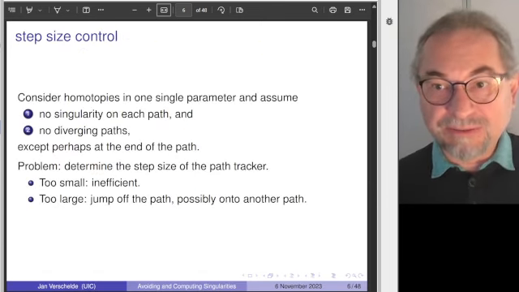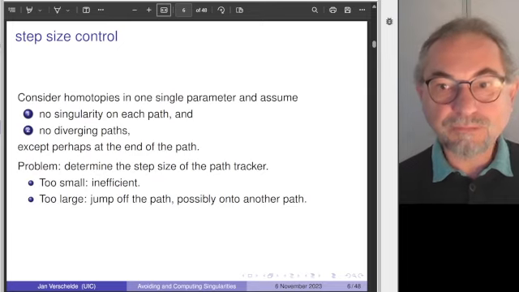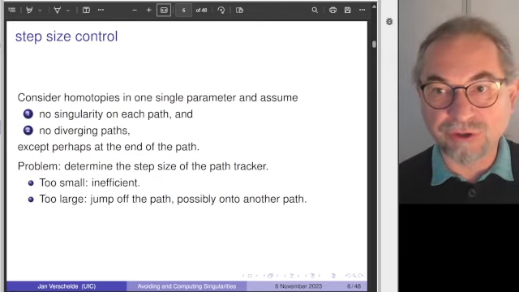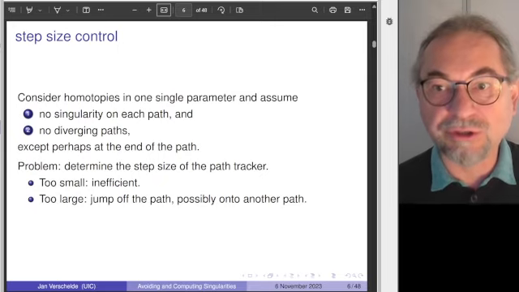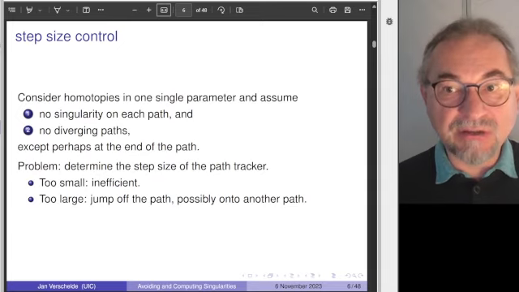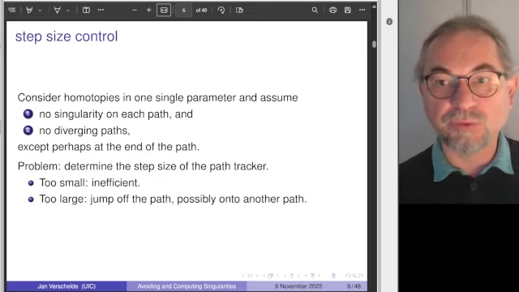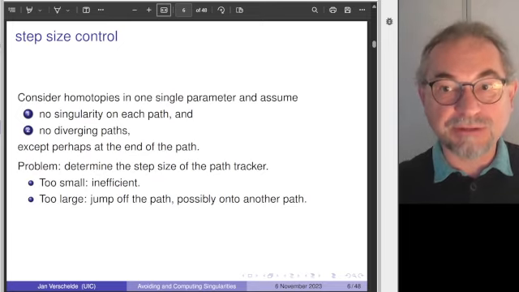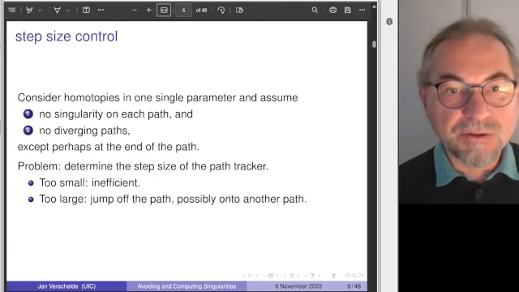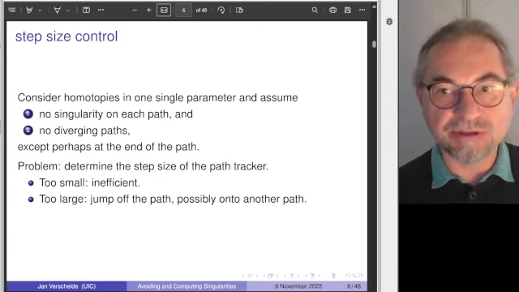So these paths are well defined, we assume. So no singularity, no diverging path. A path is diverging when one of its coordinates goes to infinity. Except we cannot avoid divergence if we start with a system that has too many solutions, too many relative to the system that we want to solve. Then some of the solution paths will have to diverge. So let's not worry about singular solutions on a path, or divergence during a path, which cannot happen.